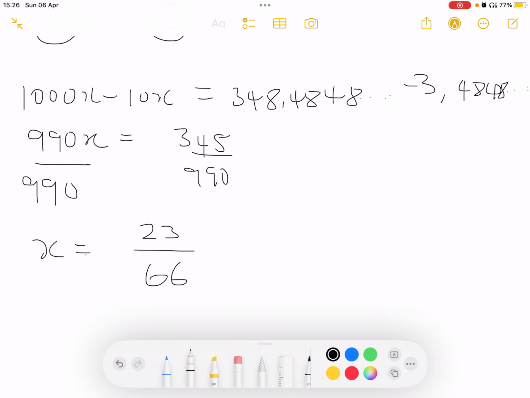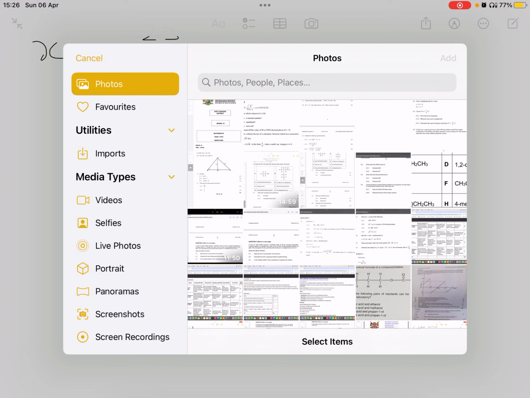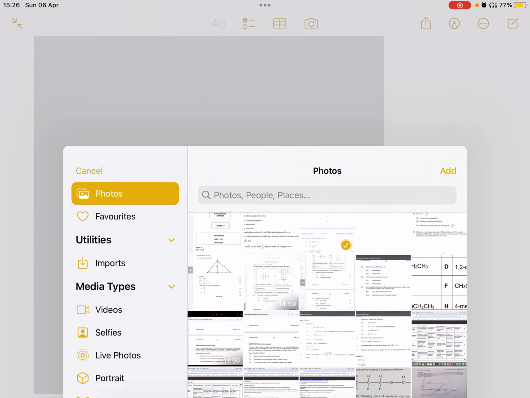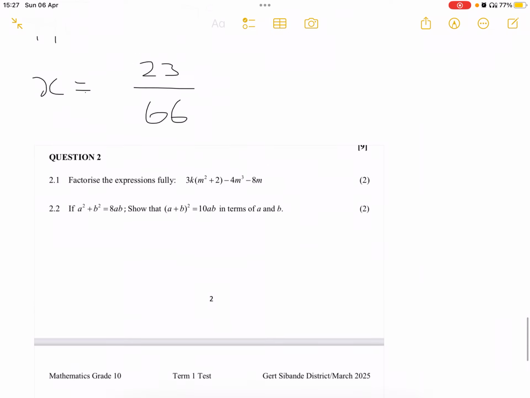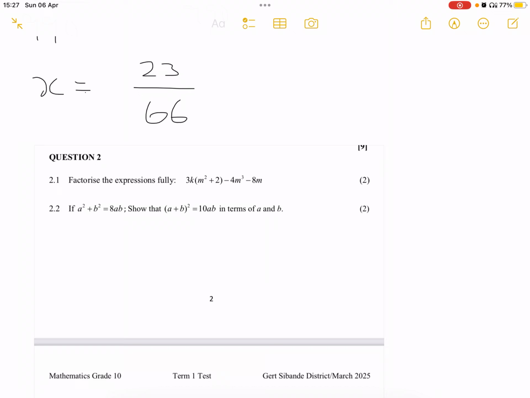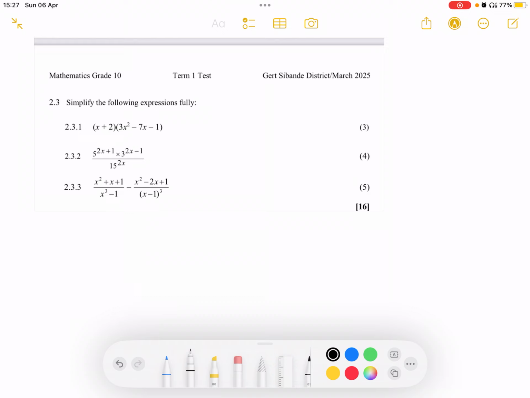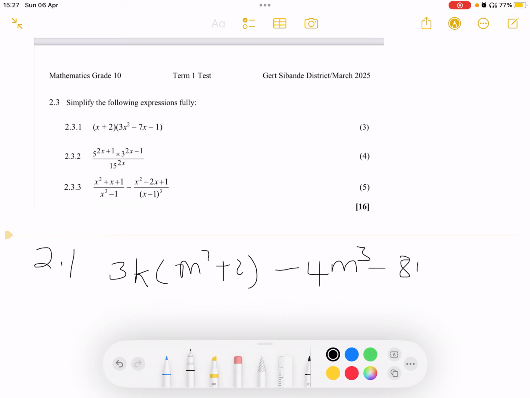I think I should continue through with question 2. Question 2 was about factorization. Factorize the expression fully: 3k(m squared plus 2) minus 4m cubed minus 8m. Right. Let's get to it. We are given in 2.1: 3k(m squared plus 2) minus 4m cubed minus 8m.